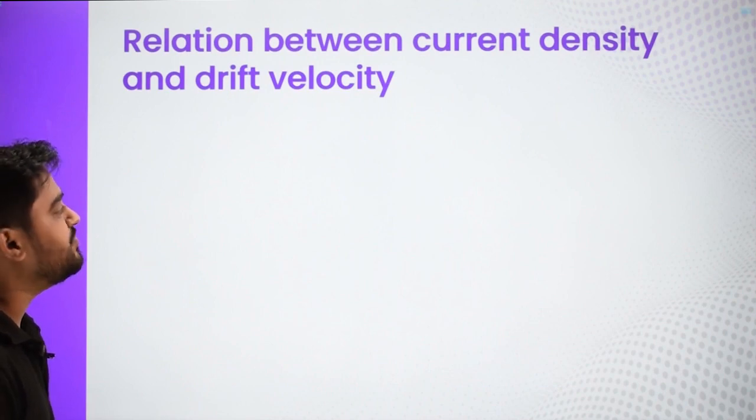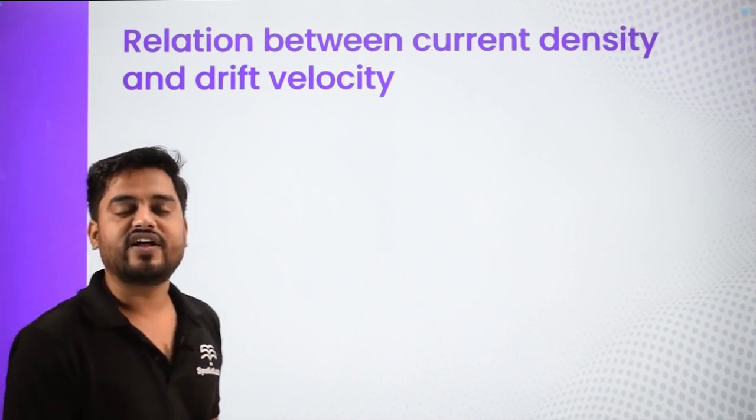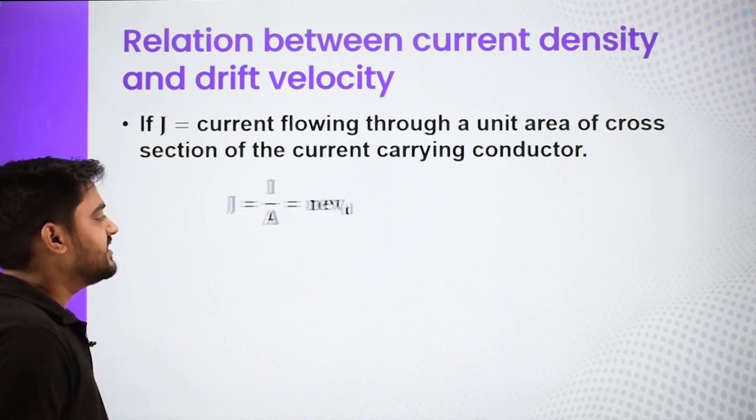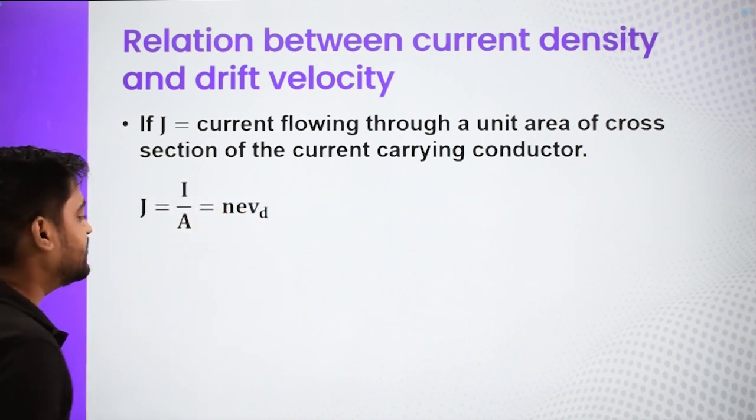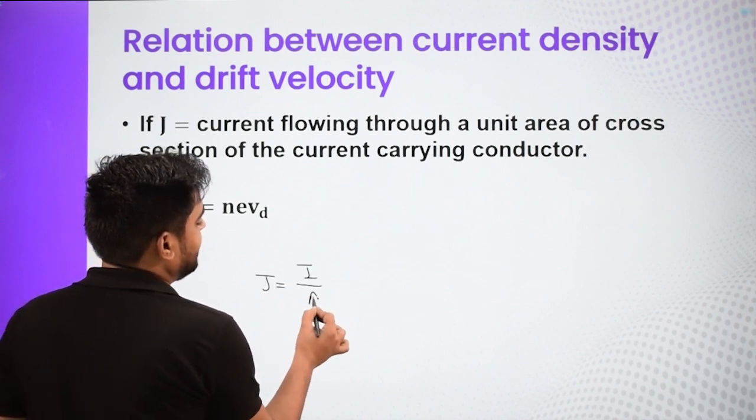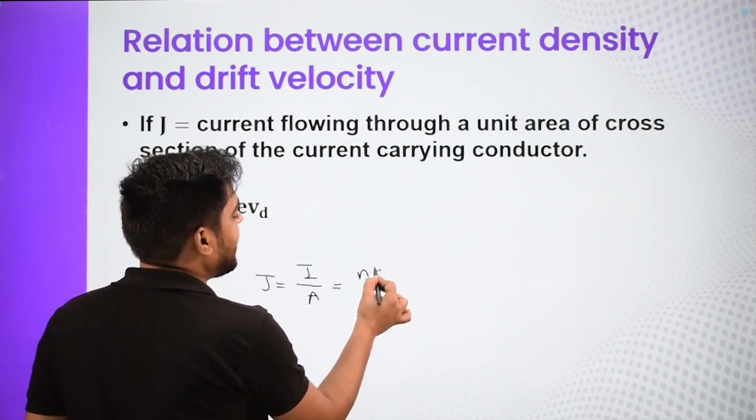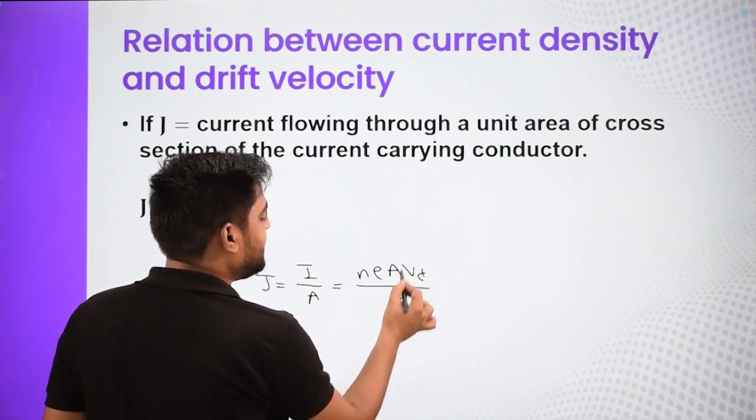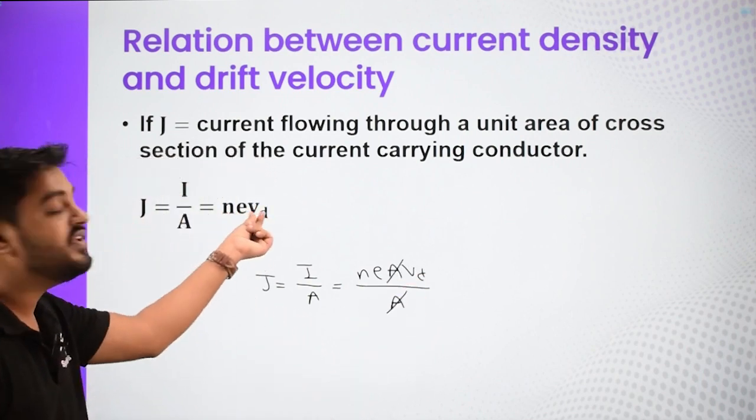Next is the relationship between current density and drift velocity. We have already seen this expression that I is basically NEAVd. My current density is nothing but the current per unit area. Current itself is NEAVd divided by A, so this A simply gets cancelled and we get NEVd as my J.